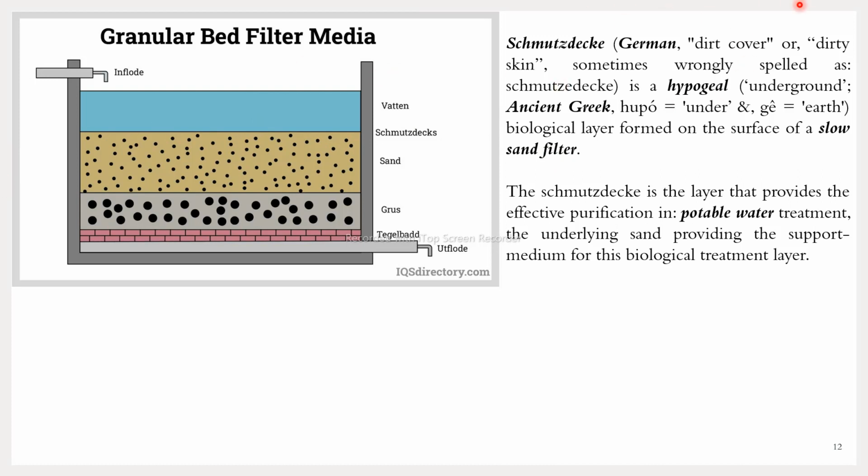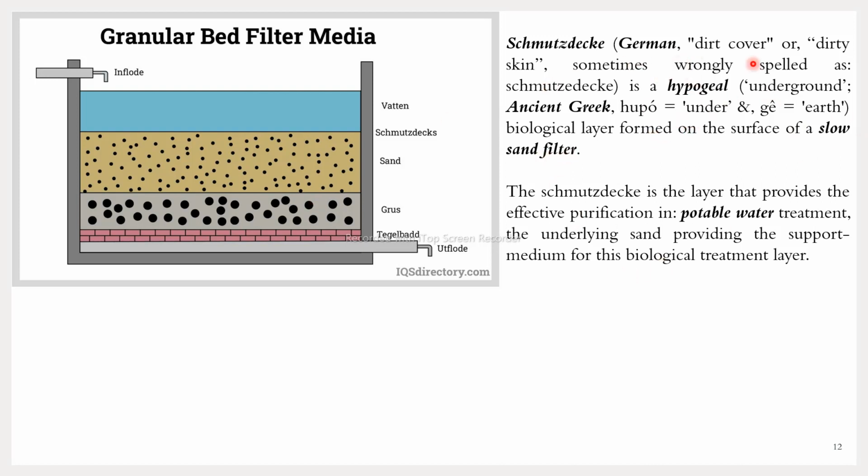It is basically a German word, which is called dirt cover or dirty skin, sometimes also wrongly spelled as smudgedeck. It is a hypogeal biological layer formed on the surface of a slow sand filter. Slow sand filter is an example of a granular bed media filter, where the granular media bed is made of sand. Sand is granular in nature, okay, and acts as a filter.